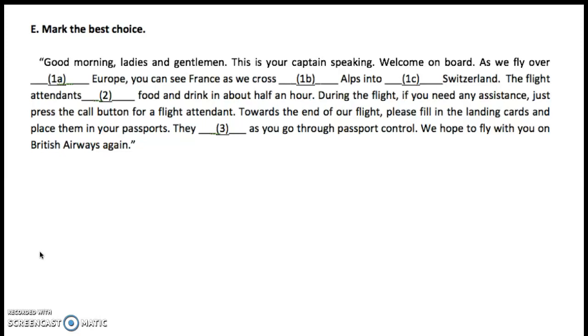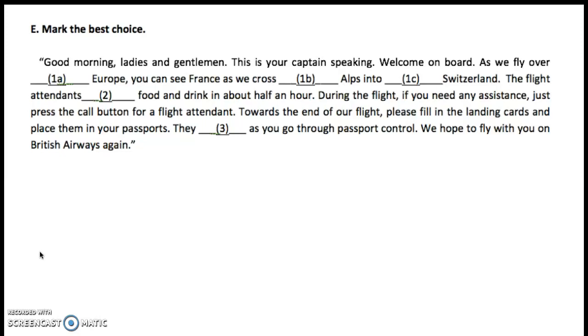Question number 2 asks you about future continuous tense, which describes a continuous action in the future. Here, the time expression that helps you understand which tense to use is in about half an hour.